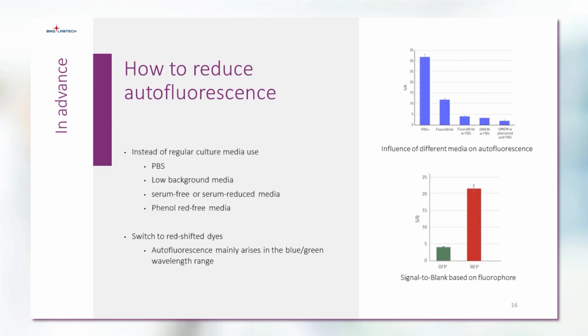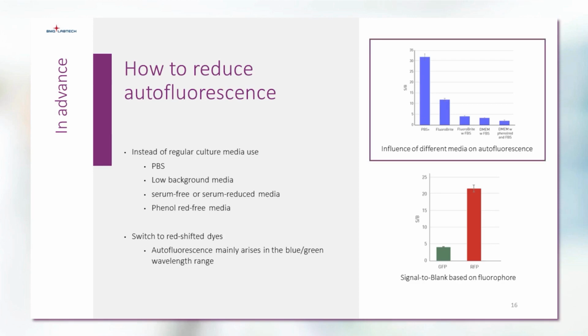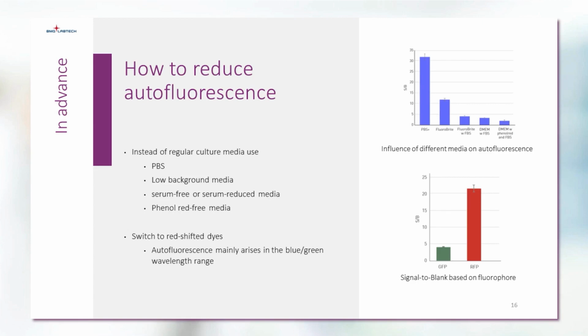Autofluorescence can be reduced by adjusting assay components, as is highlighted by the graph on the upper right. Specifically in cell-based applications, alternatives to regular autofluorescence media, which is the column to the right of the graph, such as phenol red-free media, which are the next two columns you see in the graph, serum-free media, and PBS, which gave the best signal-to-blank ratio in this case, should be used. As you can see, this can lead to significant improvements in results.